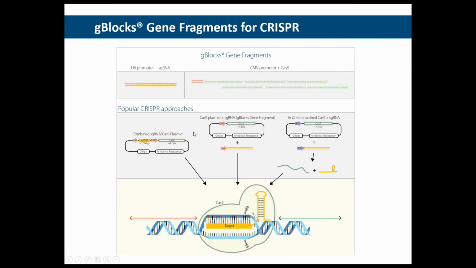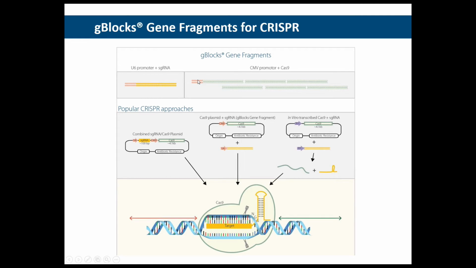We can use gBlocks for this, and a lot of our customers have done this. We've made hundreds and actually into the thousands of gBlocks for this right now. A lot of our customers will use gBlocks to create the single guide RNA. And the nice thing about it is the most common promoter in eukaryotic organisms to drive this is the U6 promoter. The combination of the U6 promoter and the sgRNA is around 450 bases long, so it fits really nicely in a single gBlock.